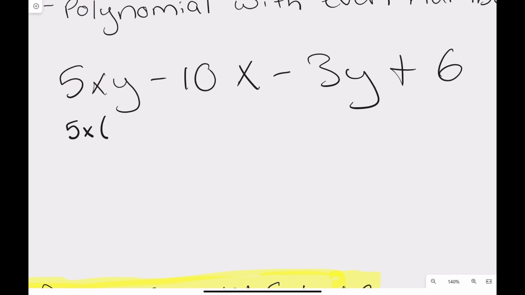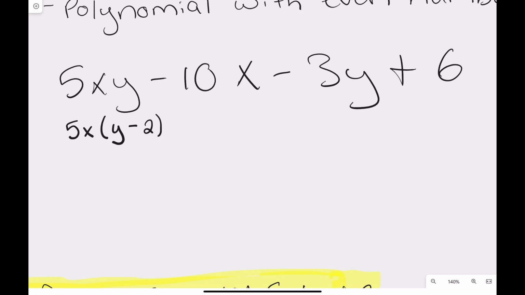Now to get from 5x to 5xy, we're going to multiply it by y. And the negative 10x is negative, so we're going to add a negative in the bracket. And then to get from 5 to 10, we're going to multiply it by 2. And again, we don't need to add an x because there's already an x out front.